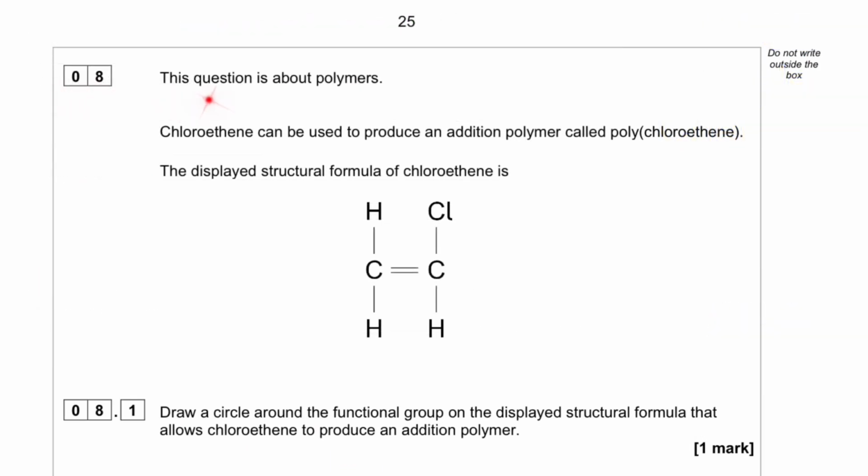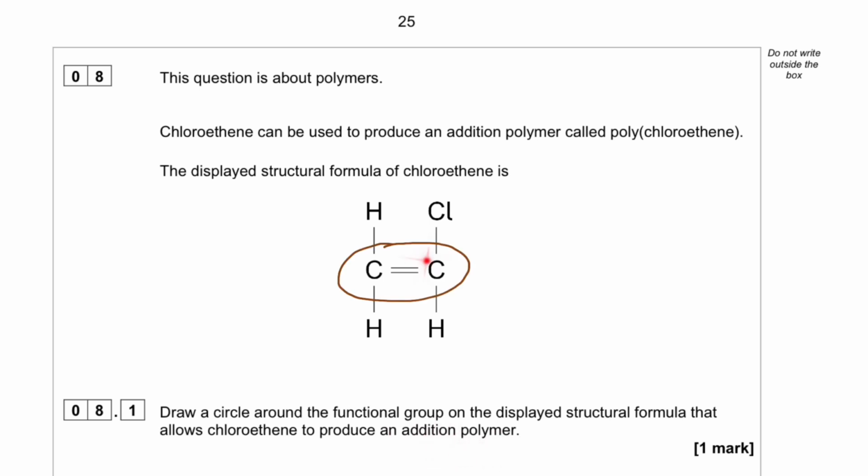Question 8. This question is about polymers. Chloroethene can be used to produce an addition polymer called polychloroethene. The displayed structural formula for chloroethene is this compound here. Question 8.1. Draw a circle around the functional group on the displayed structural formula that allows chloroethene to produce an addition polymer.